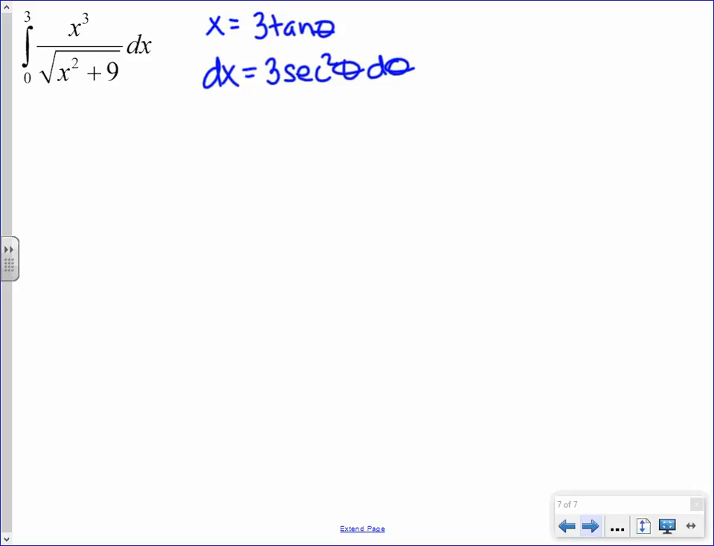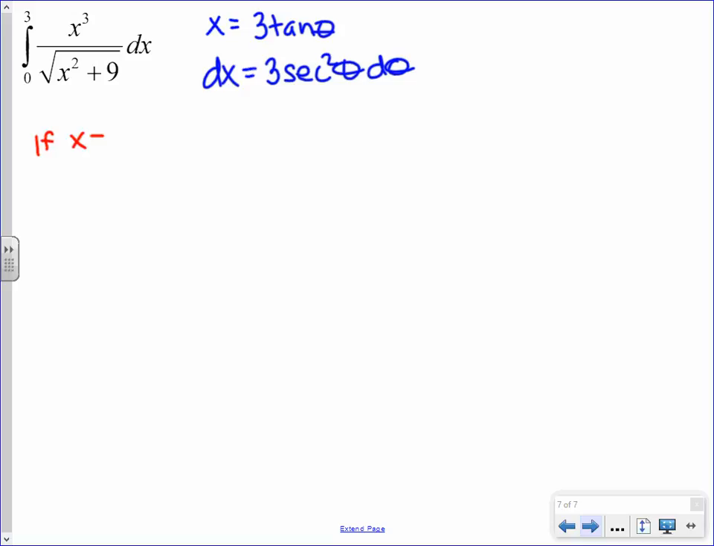A quicker option, if we have limits of integration, we can avoid changing back to x if we change our limits of integration to be in terms of theta. Just like we had that option with u substitution, change your limits in terms of u, we can change our limits of integration to be theta instead of x. Okay, so how do we do that?